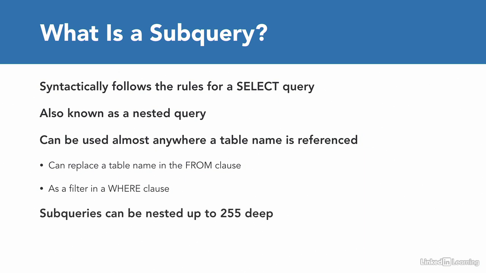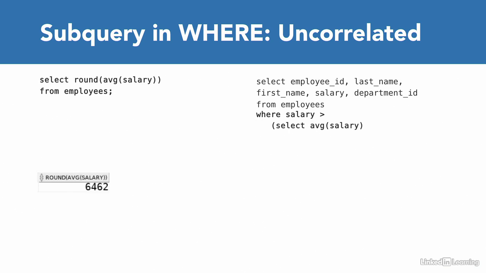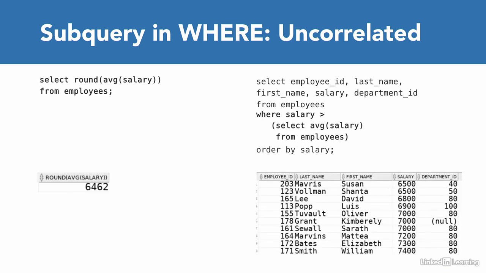Subqueries can be nested 255 deep. Finally, a subquery can be correlated or not correlated. I'll show you an example of these as well. In the where clause, a subquery is often uncorrelated, even though the tables referenced in the subquery might also be referenced in the main query.